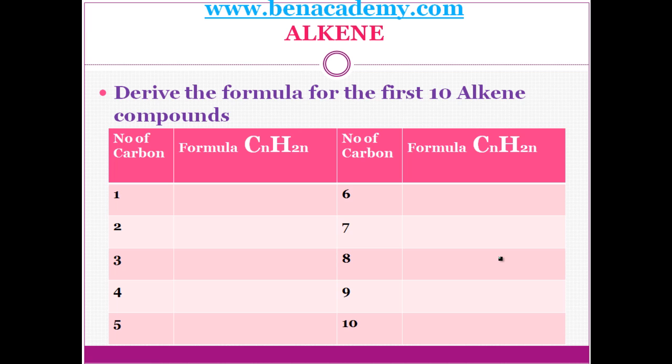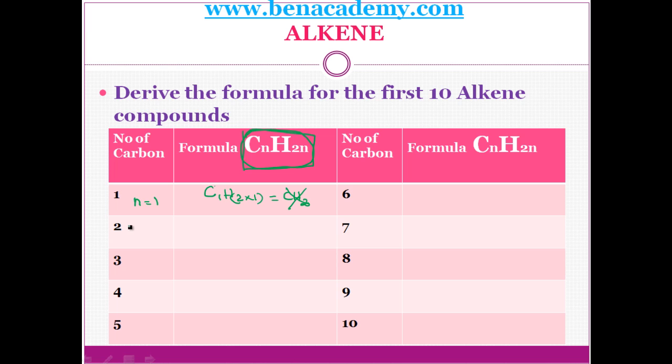Now let us try to derive the formula of the first 10 alkene compounds. So just now we have learnt the general formula for alkene is CnH2n. So now we have to learn one by one. If the number of carbons is 1 in an alkene, what will be the formula? CnH2n, so 2 into 1 is 2. Therefore the formula is CH2. But unfortunately this compound cannot exist. A compound with only 1 carbon, that is alkene, cannot exist. I will tell you later why.